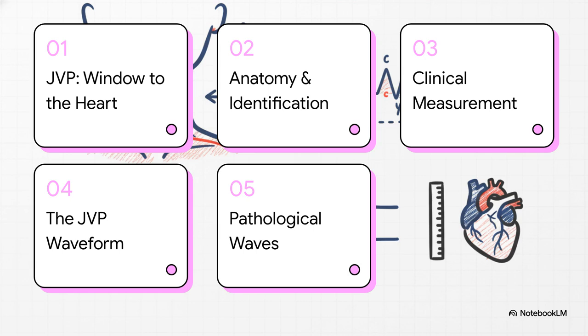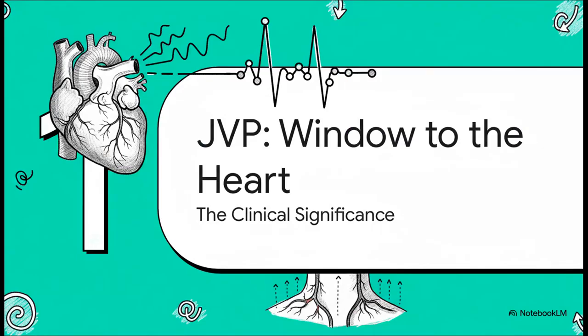We're starting with why the JVP even matters, its clinical significance. Then we'll get practical and cover the anatomy you need to know to find it. From there, it's all about technique, how to measure it properly and use special maneuvers. After that, we'll decode the waveform itself, and finally, we'll put it all together to diagnose some serious pathological conditions. All right, let's jump right into Section 1, the clinical significance of the JVP.